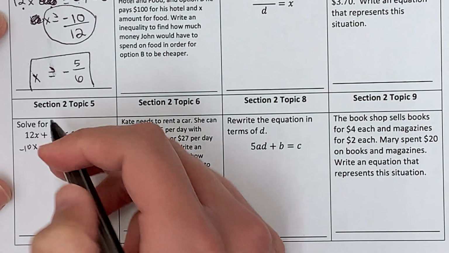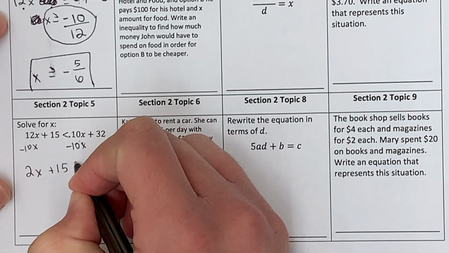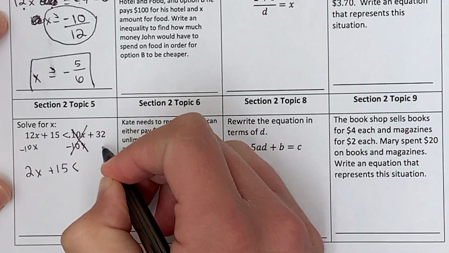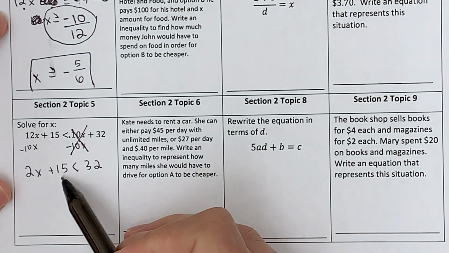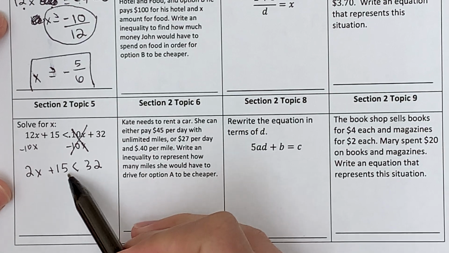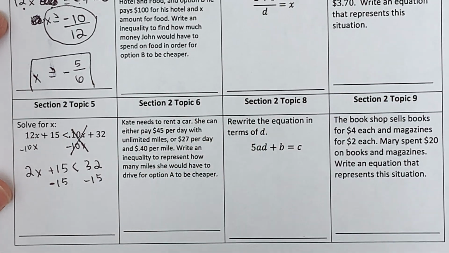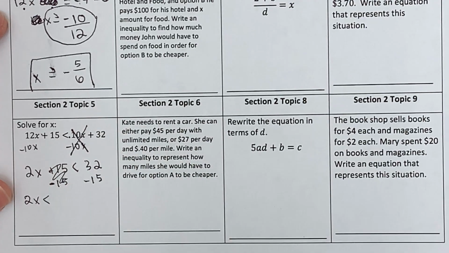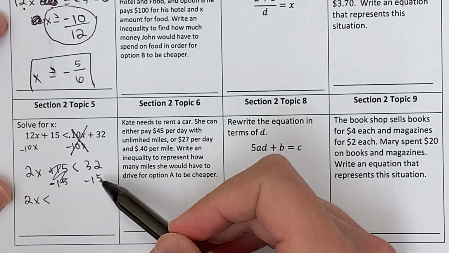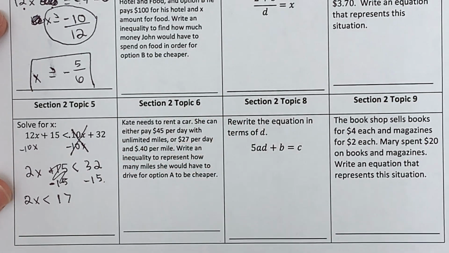Well, 12 minus 10 is going to give me 2x. Bring down plus 15. Bring down less than. Those cancel out. Bring down 32. I need to get rid of that plus 15 and the 2. So the opposite of plus 15 is to minus 15. So let's do that to both sides. These cancel out. We get 2x is less than, well, 30 is twice of 15. So this is just going to be 17. 32 minus 15 will give me 17.